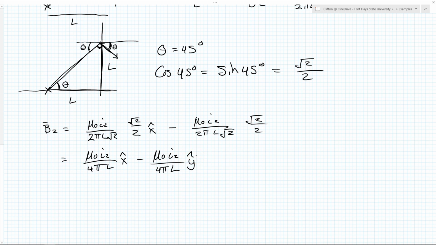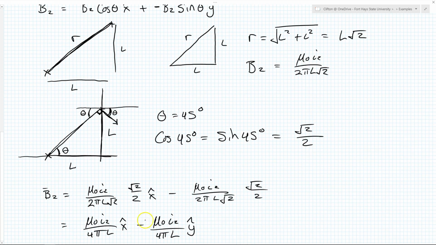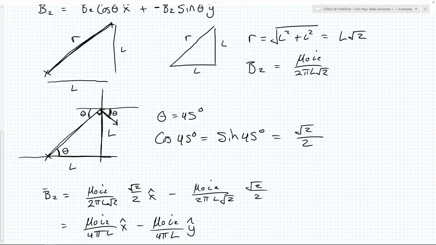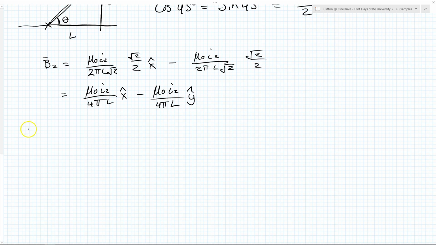There we go. All right, so we have our 3 magnetic field vectors now. I have written them in vector form, right? This has a y component, this has an x component, and then B2 has an x and a y component. So we need to add these vectors together. Now to add vectors together, we just need to add all of the x components together, and that will give us the x component of the net. And then we add all of the y components together, and that will give us the y component of the net. So I'm just going to draw a little table here to do the addition. So first I'll do the x components, then I'll do the y components.